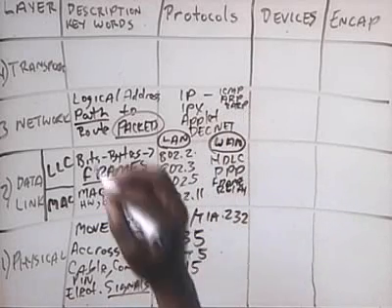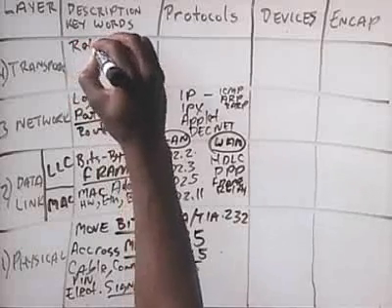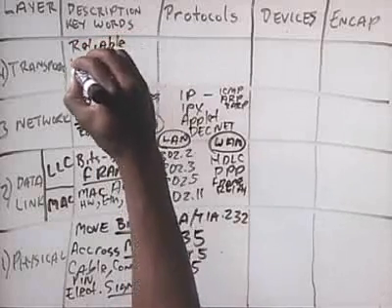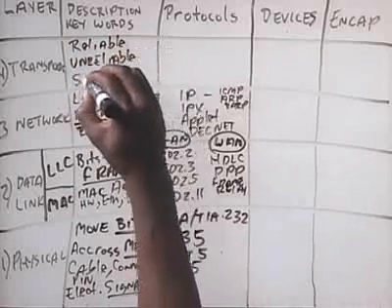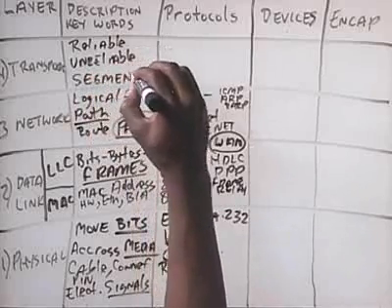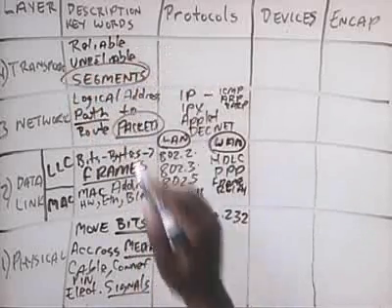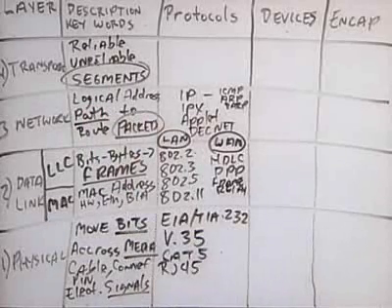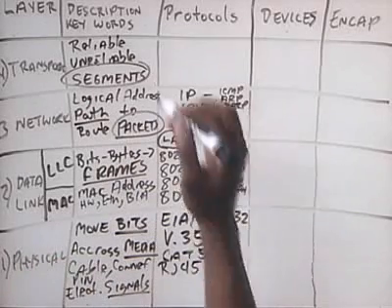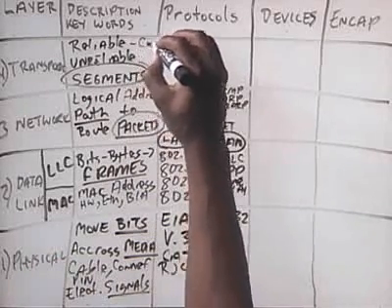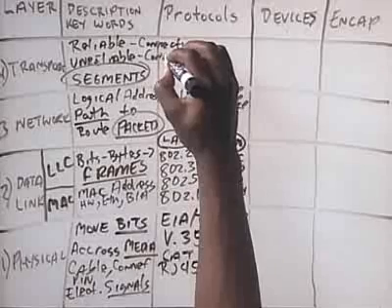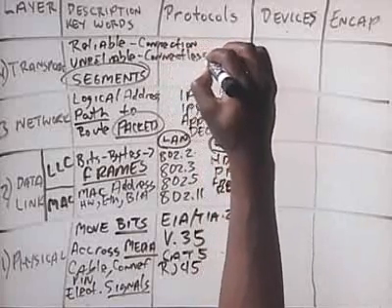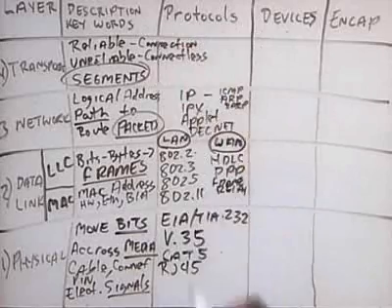The transport layer provides us with reliable or unreliable transport of segments. Reliable or unreliable transport of segments. Now, why would I want unreliable transport if I could have reliable transport? This brings us to the topic of connection-oriented protocols versus connection-less protocols. So we'll just say connection and connection-less there.